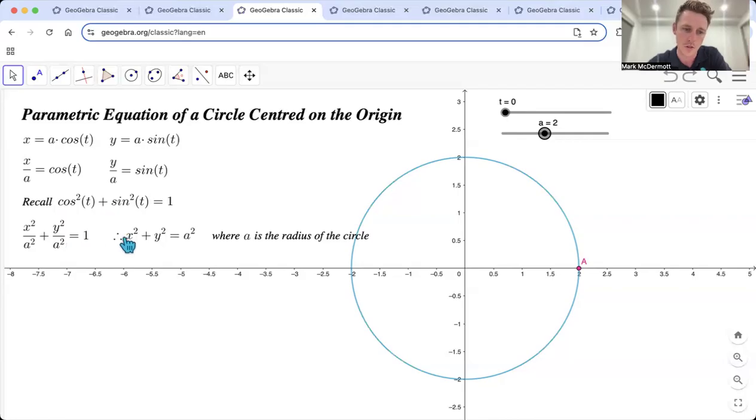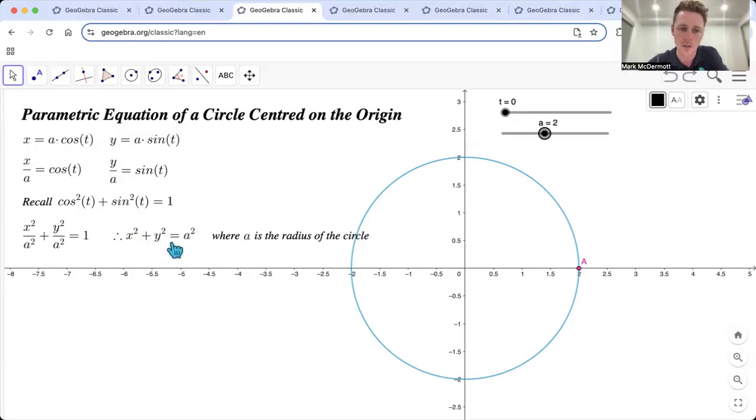So we could also say if we collected, if we added these together, we would get the common denominator of a squared. Multiply that to the other side, and we say that x squared plus y squared equals a squared, where a is the radius of the circle. Hopefully you can recall from one of the previous videos that that is the Cartesian equation of a circle. So parametrically, again, we would define it like this.